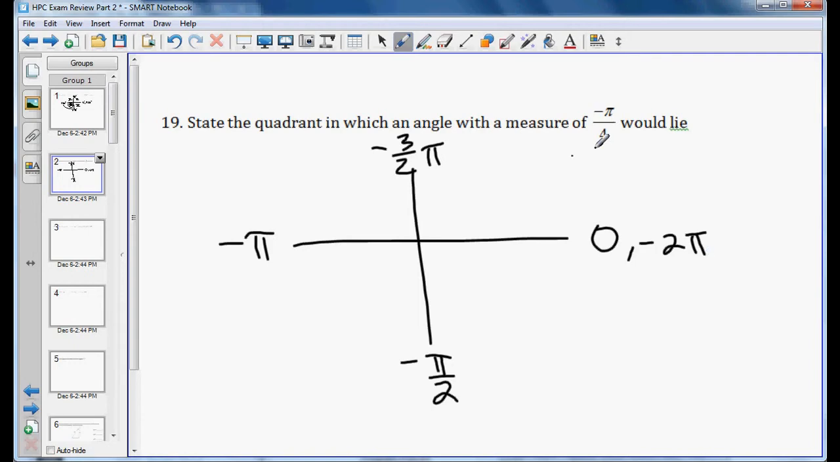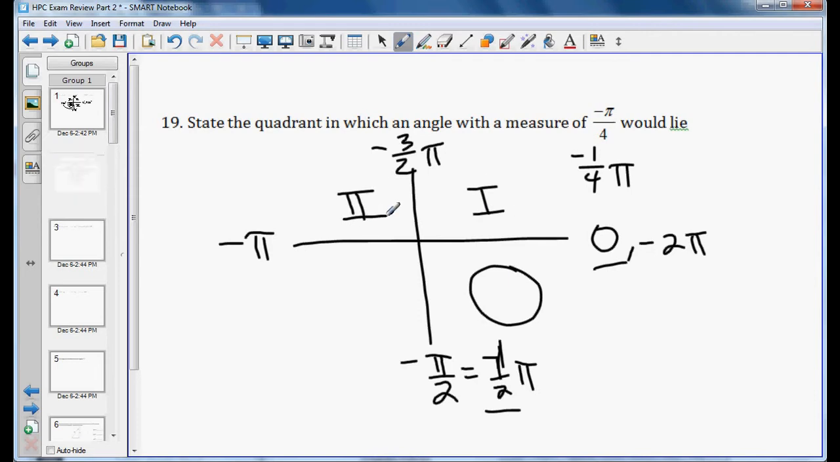Now negative 1/4, just like you can think about this as negative 1/2 pi. So it may be helpful to just think about the fractions. Negative 1/4 would fall between 0 and negative 1/2. So that means it's in this quadrant because it's between 0 and negative 1/2. So again, quadrant 1, 2, 3, and 4. So it is in quadrant 4.